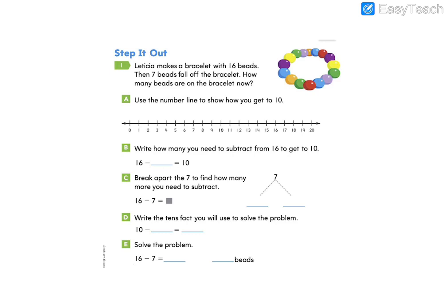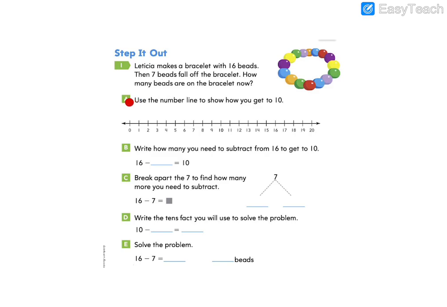Let's look at Step It Out on page 31. Letitia makes a bracelet with 16 beads. Then 7 beads fall off the bracelet. How many beads are on the bracelet now?